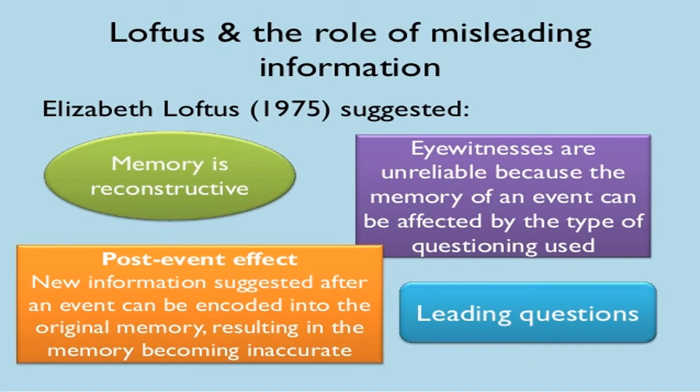So I've just sort of broken it down. To be honest, I've stolen this, right? So Elizabeth Loftus has stated that memory is reconstructive, right? Eyewitnesses are unreliable because the memory of an event can be affected by the type of questions used, right? Which are what's known as leading questions. New information suggested after an event can be encoded into the original memory, resulting in the memory being inaccurate. So think about the glass. They assumed that because they're asking questions about it, that it existed, and they now put that in their memory.